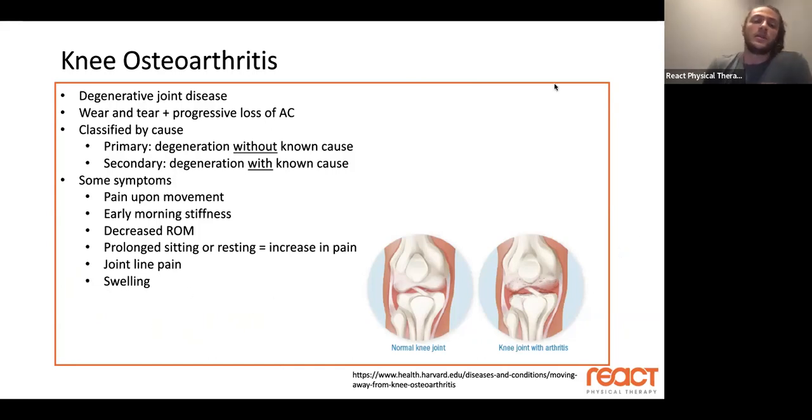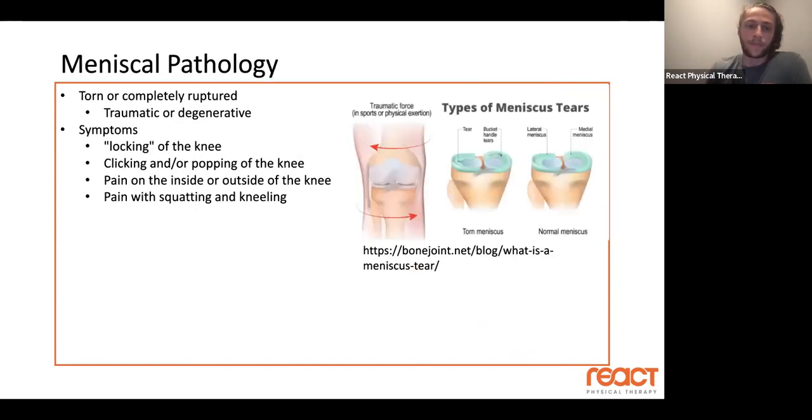So again, general overview of knee osteoarthritis. And now meniscal pathology. Oh, I forgot to add a picture. With these, usually we have traumatic events or degenerative instances of meniscal pathology. Your traumatic ones are where you see, like in football or soccer, someone makes a quick turn and just drops to the ground immediately.